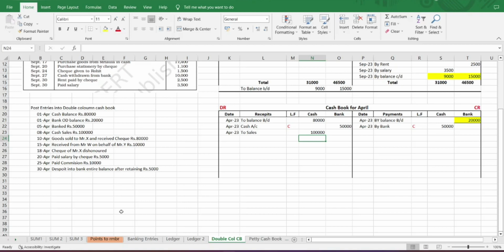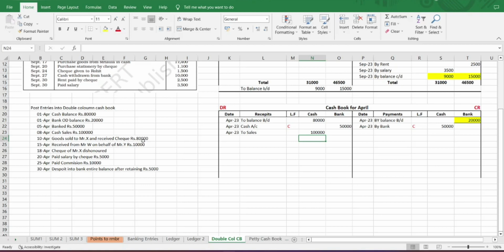Another point to remember: when we are selling goods and a check is received, we have to read the further transactions to see whether the check received is deposited on the same day or on a later date. Here, goods sold to Mr. X and received check. Let's read the further transactions too. Received from Mr. Y, check dishonored. So here it's not mentioned, so it is assumed that the check received is deposited on the same day.